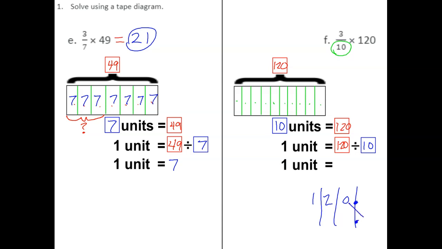And when I divide, everything moves over to the right one time, and that's going to give me 12. Hopefully you were able to see that. So now, remember, our answer is not 12. 1 unit is equal to 12. We're trying to find out 3 units.